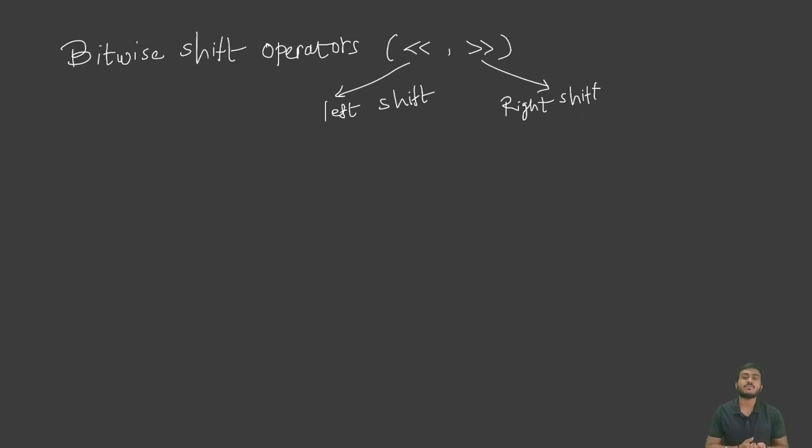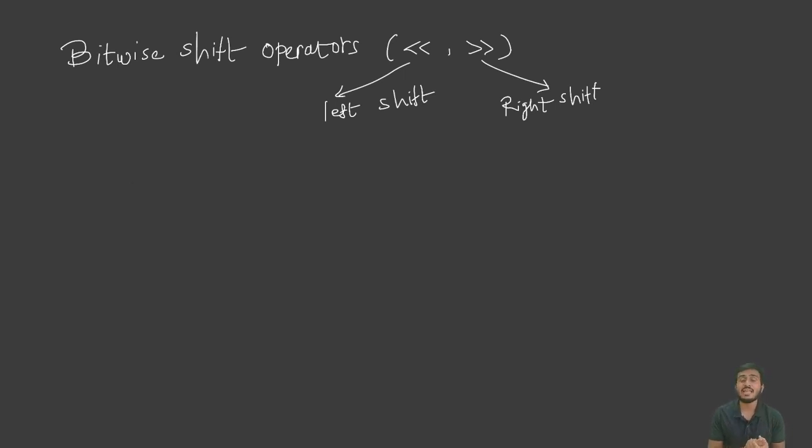Now in C++ we have two bitwise shift operators. The first one is called the left shift operator, and we also have the right shift operator. In this video we are going to see how the left and right shift operators work, and we will see some code snippets and how we can use them in actual code. So let's quickly get started, and let's start with the left shift operator.